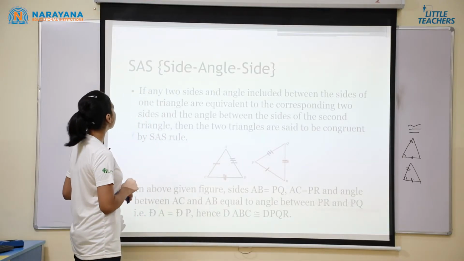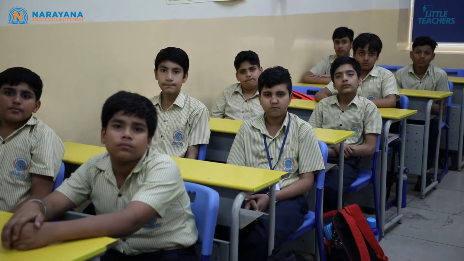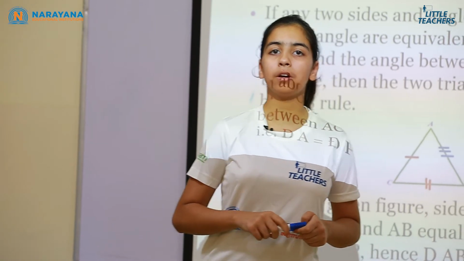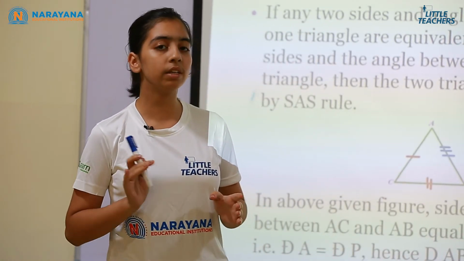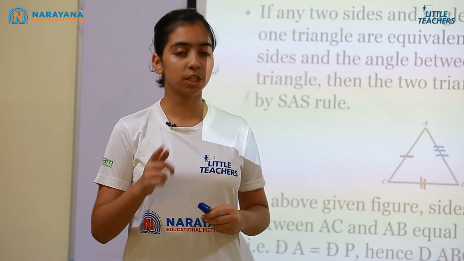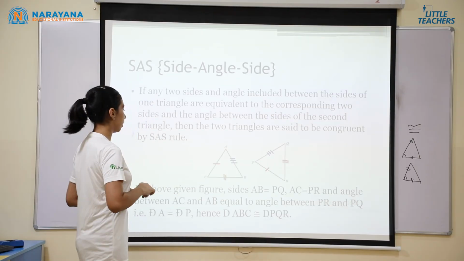Then the second criteria we learned about is SAS criteria, that is side angle side criteria. In this criteria, two triangles are congruent if and only if the two sides and the angle made between them are corresponding and equal in both triangles.